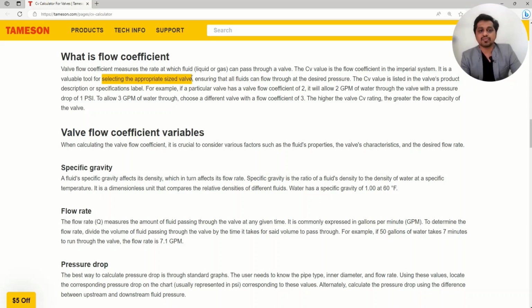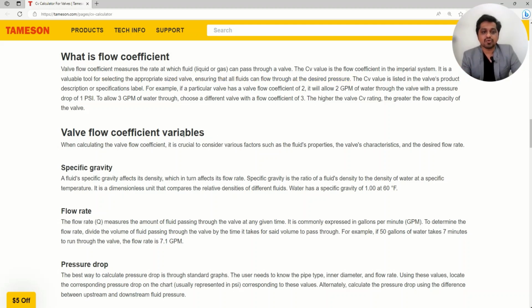Selecting the appropriate sized valve ensures that all the fluid can go through at the desired pressure. For that purpose, it is very important to select the proper CV or KV, that is nothing but the flow coefficient of the valve. You should check the flow coefficient value of the valve in the catalog. We will see how to check that value in upcoming sessions.